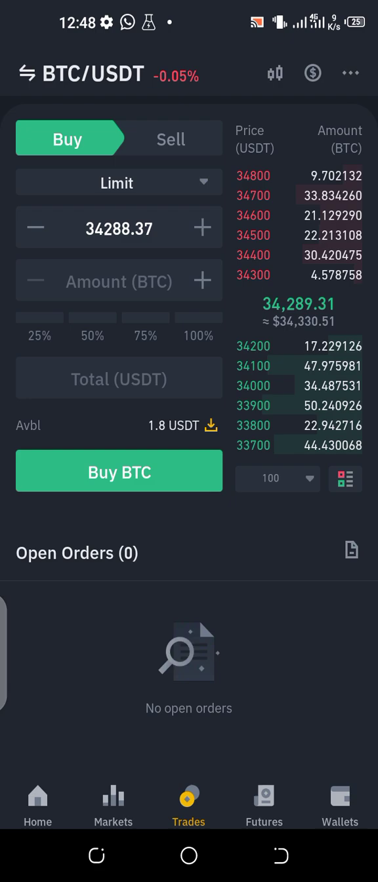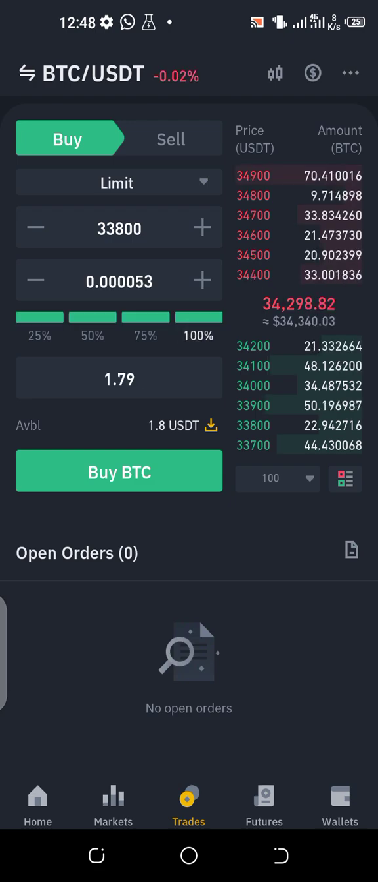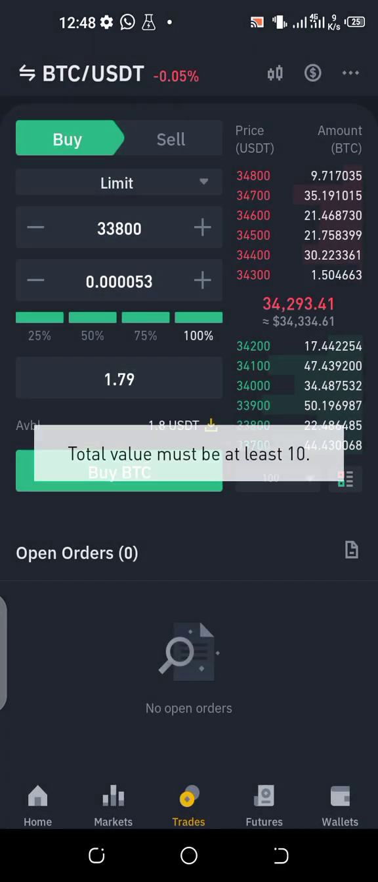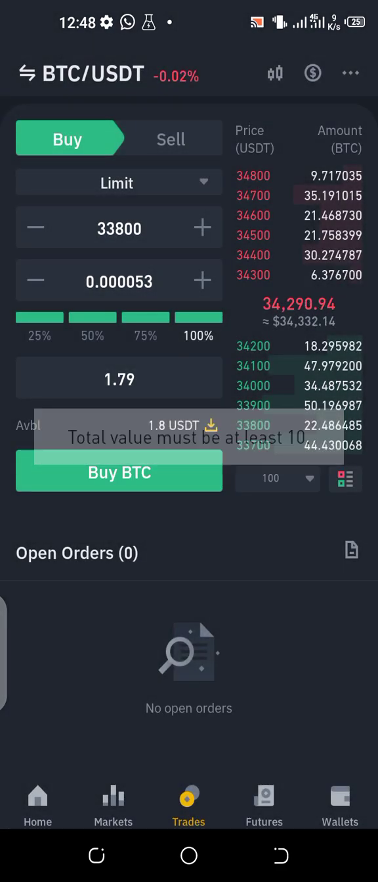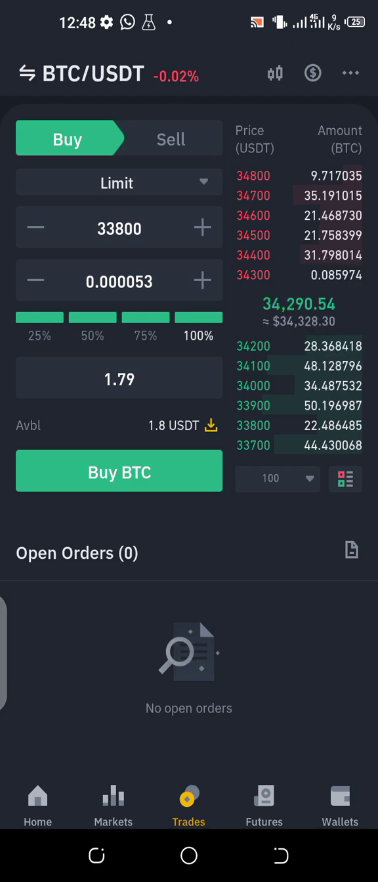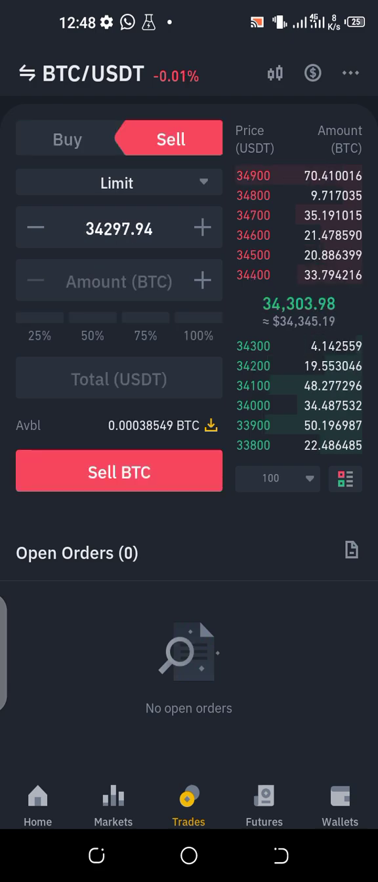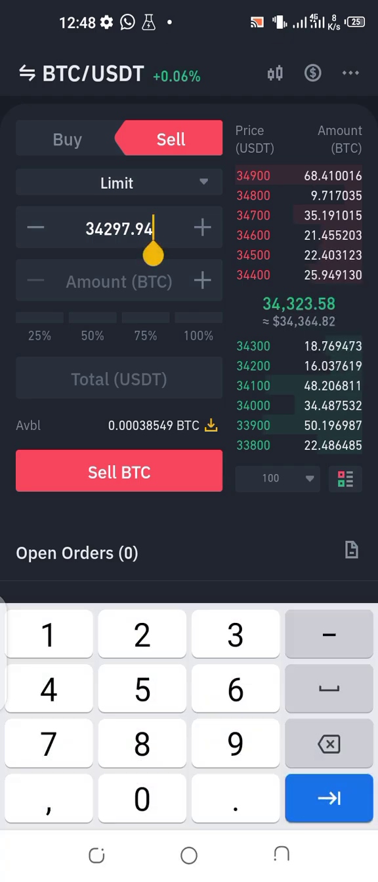if I'm buying, I can place a limit order to buy at a lower price than the current price. Alright, so I want to buy BTC when it falls to 33,800, so I place a limit order. The only reason this won't work here is because I have just 1.79 USDT there. If I want to sell using a limit order, I can place an order to sell at 35,000, higher than the current market price. It just makes sense.